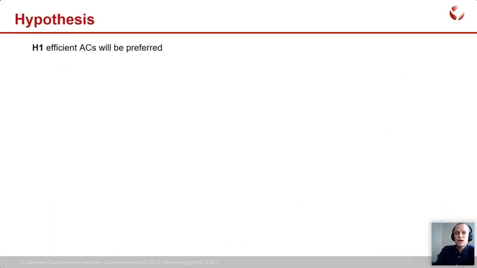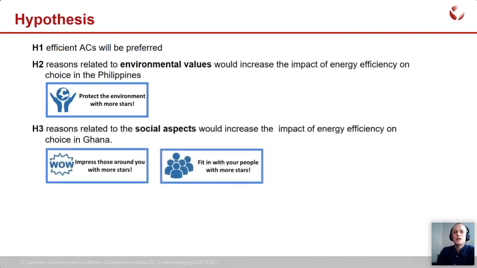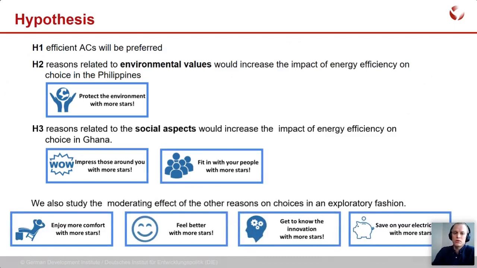So our hypotheses are that in general, energy efficient air conditioners will be preferred. Reasons related to environmental values will increase the impact of energy efficiency on choice in the Philippines, whereas in Ghana, social aspects such as impressing others or fitting in with your peers can be used to motivate consumer choice for energy efficiency products. But we also study in exploratory fashion other attitude functions to motivate energy efficiency consumer choice.